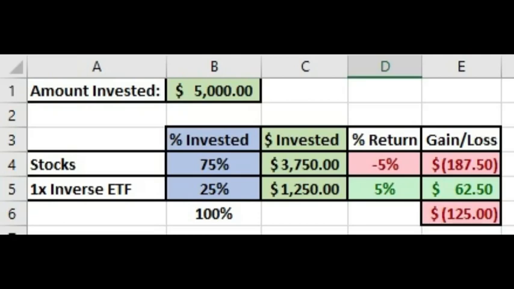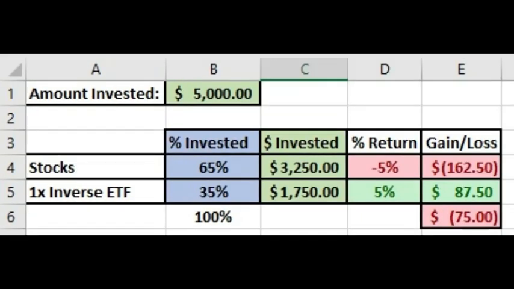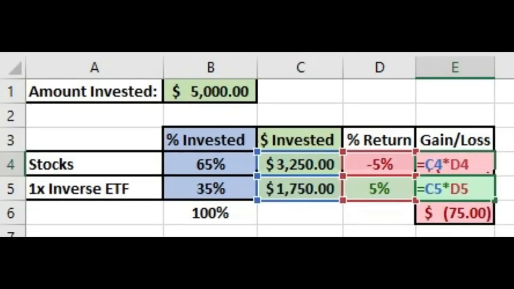The usefulness of a table like this is you can start changing the percentages to see different results. So if I said I wanted to be 65% stocks and 35% inverse, these are the new results. Then you can start keeping track of or comparing scenarios until you find one you'd like your portfolio to be like. The formula for the gain-loss column is the percentage return to the left of it multiplied by the dollars invested to the left of that.